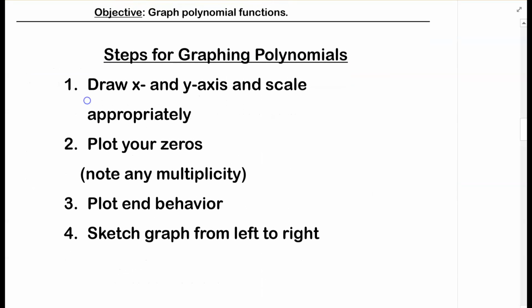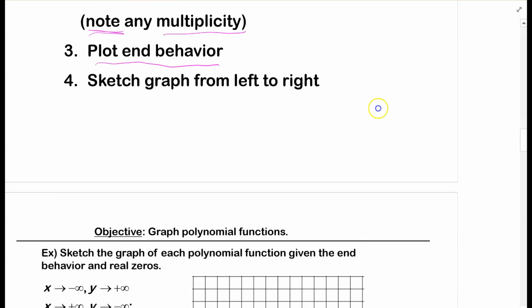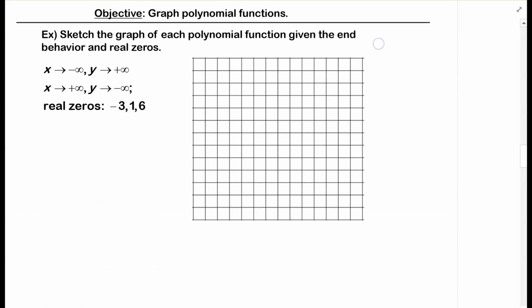Alright, so for today's graphing, these are the steps we have to follow. First, you need to draw your x and y axis and scale appropriately. Then you want to plot your zeros, and take note of any multiplicity, because remember, multiplicity would either create a maximum or a minimum, so you would not cross the x-axis. Then you want to plot the end behavior, and step 4 is to sketch the graph from left to right.